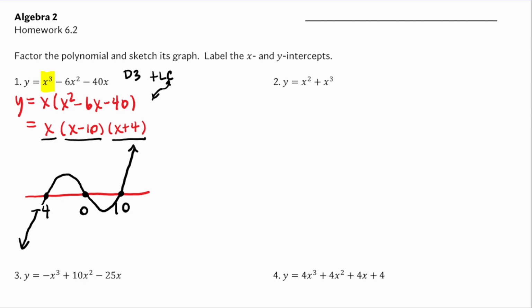We also need to label the x and y-intercepts. We'll always have the x-intercepts labeled because that's how we're sketching. The y-intercept is something we might need to come in and do at the end.